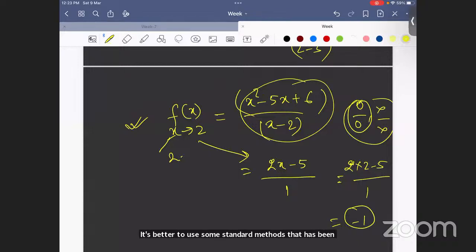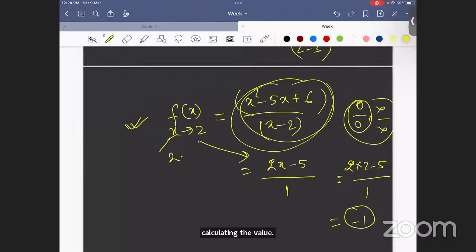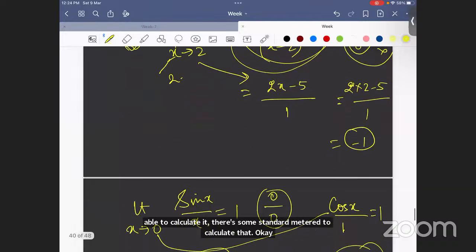Basically, we are calculating the same thing, whatever you're saying. We are just going closer and closer to 2 and then calculating the value. Because at 2 itself the function does not exist, I have to calculate a value neighboring to 2. There are some standard methods to calculate that. Okay, sir. This is what we are doing.